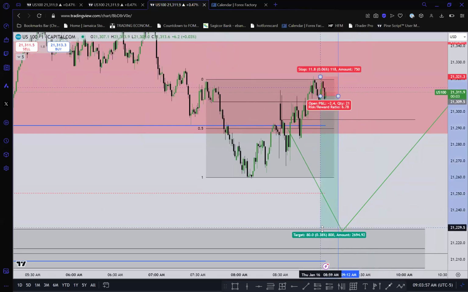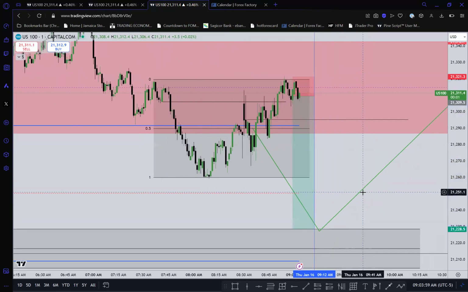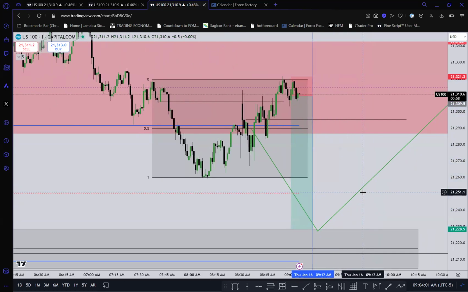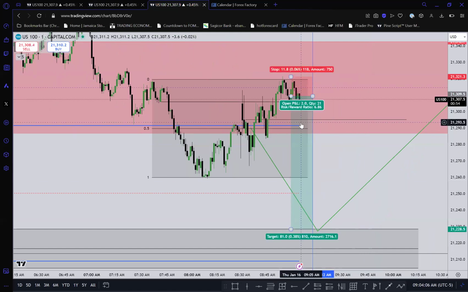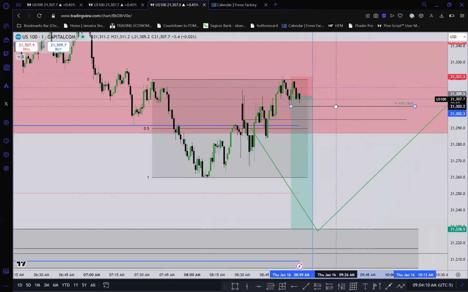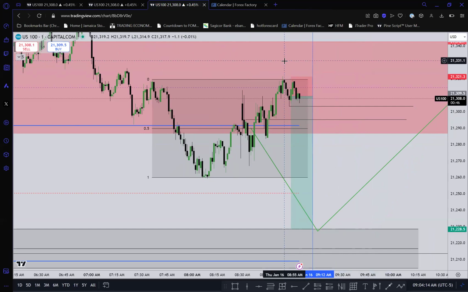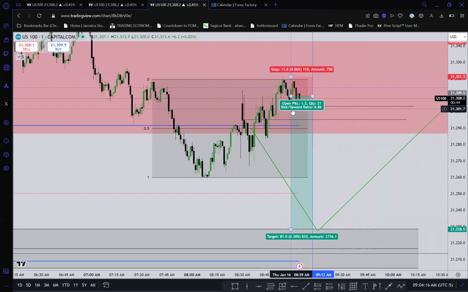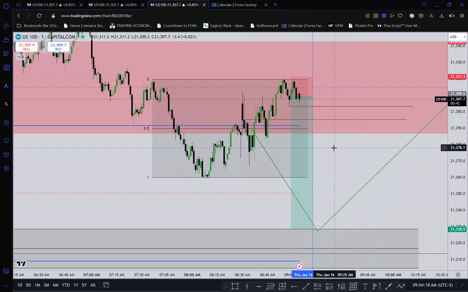So this is what the ideal setup looks like. The longer it stays here, the lower the probability gets. The longer it stays above, I can get rid of this line now. So you know what I'm watching. I'm watching that low. Yes, it has to take that low. But I'm already in. Risk is already managed.